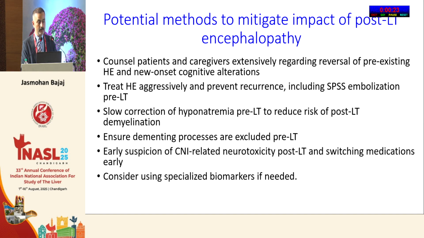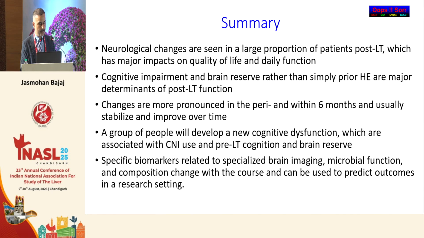We want to counsel patients and caregivers extensively regarding reversal of pre-existing HE and new onset cognitive alterations. People want to know what they're getting into, especially in patients who are getting a living donor transplant. You really need to put this down in very much detail. Treat hepatic encephalopathy very aggressively and prevent recurrence. If you have to embolize SPSS, please do that. You want to slowly correct hyponatremia to reduce demyelination. Ensure dementing processes are excluded pre-LT. There should be an early suspicion of CNI-related neurotoxicity post-LT and switching medications early, and consider using some of these specialized biomarkers.